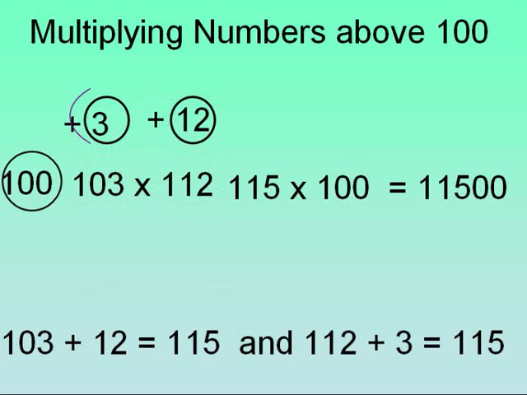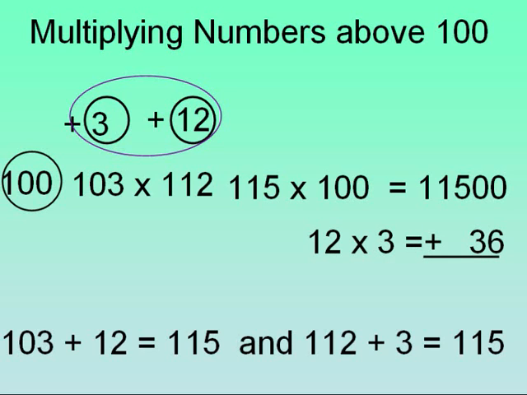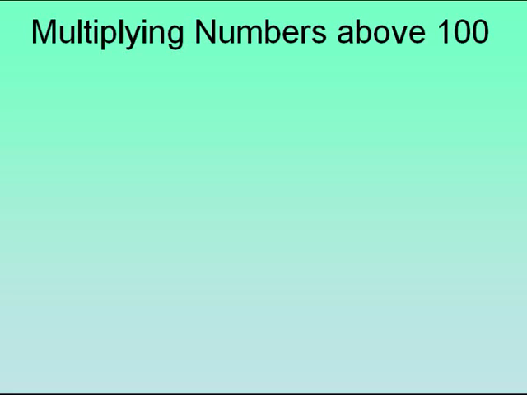Then we multiply the 3 and 12 together, the two circled numbers. It gives us 36. So the answer is 11,536. Let's have a look at a final example.